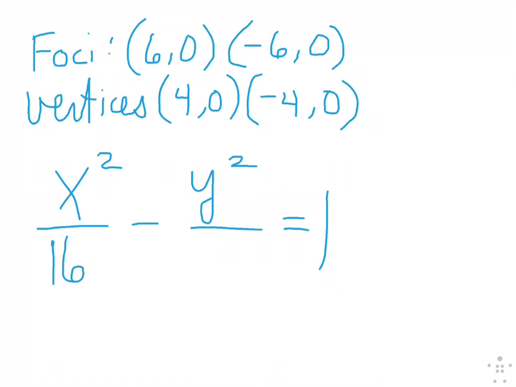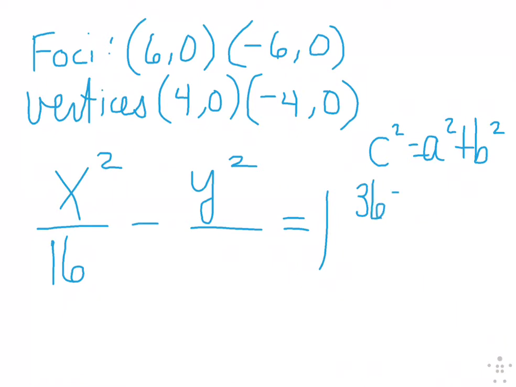So the formula I gave you just a little bit ago was c squared equals a squared plus b squared. Don't get that confused with the ellipses from yesterday. Okay? It's not minus b squared on this one, it's plus. The foci is your c. What is 6 squared?